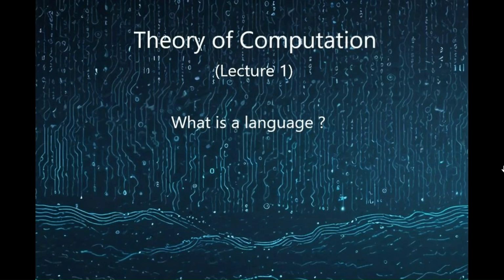Hello everyone, this is the first lecture of Theory of Computation class. Today we are going to talk about the most important concepts in Theory of Computation, which is basically the language. We will talk about what is a language, what are its components, which operations can be done on a language, and what is a regular language. For this video, we will only cover the basic definition of a regular language, and then we will look at it in the following videos. Okay, let's start lecture 1.